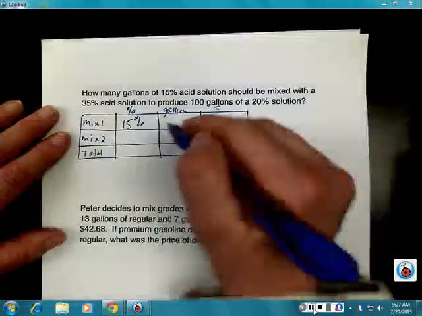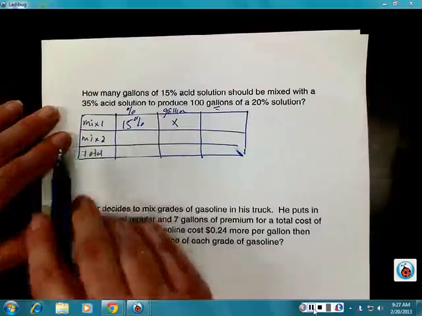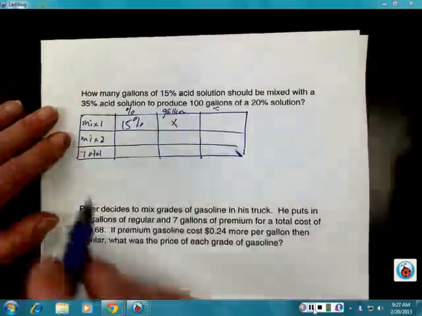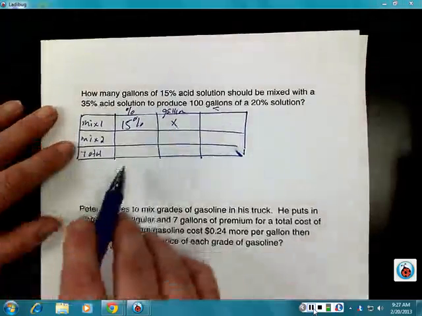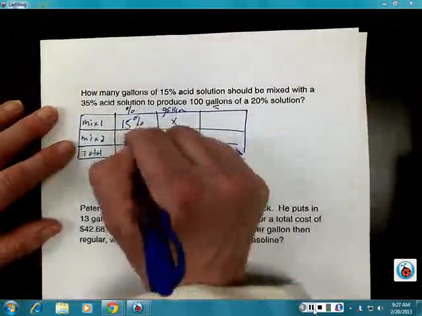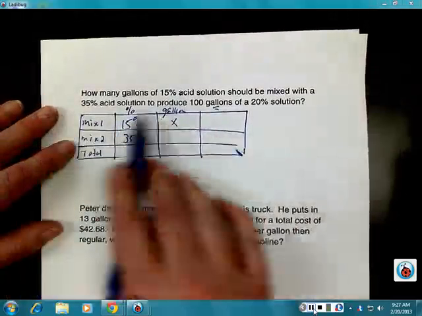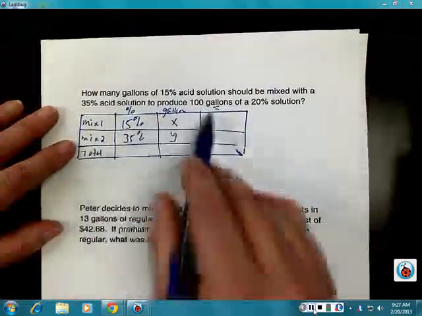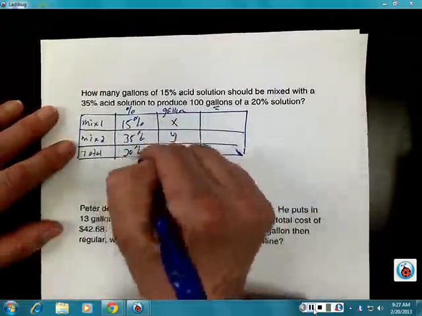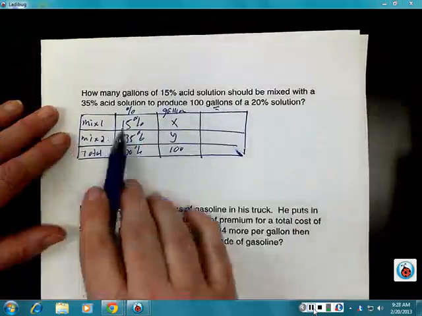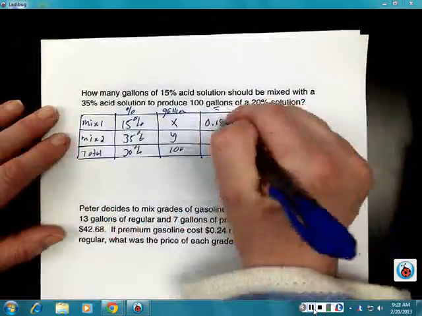Do I know anything about the number of gallons for the 15%? Nope. Could we have charted it in the same order we charted the last one? It doesn't make a difference. I didn't want to stick them in the exact same order because then you start thinking that they have to be all exactly the same. Okay. So 35% is, don't know what that one is for gallons either, but it's going to equal a 20%, and it's going to have 100 gallons complete.